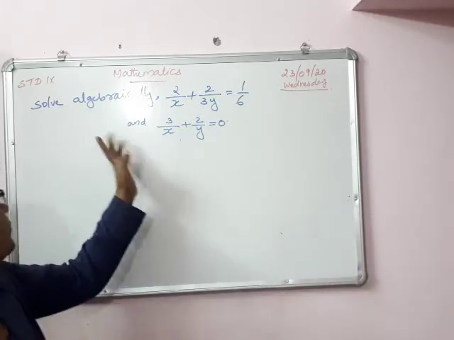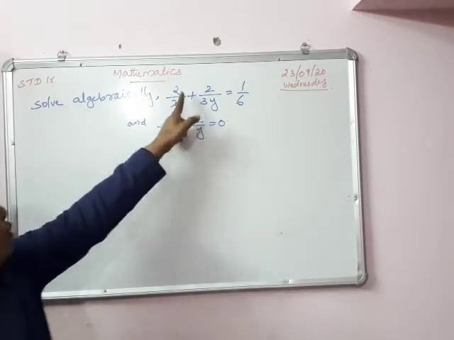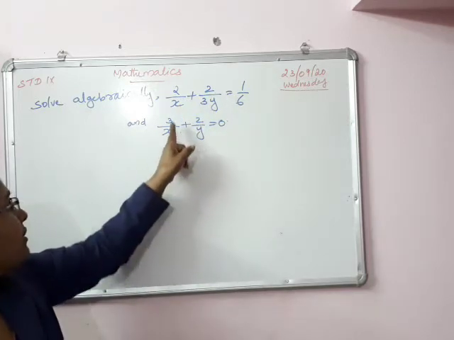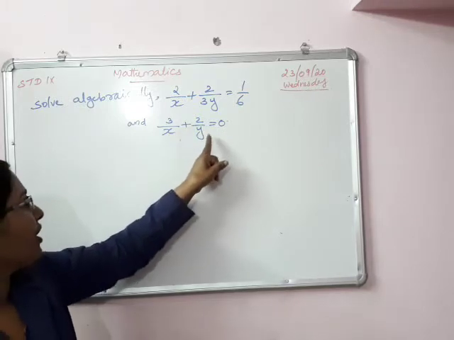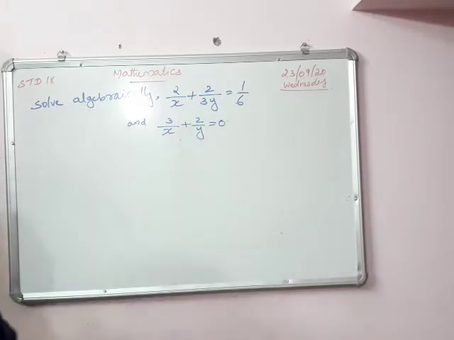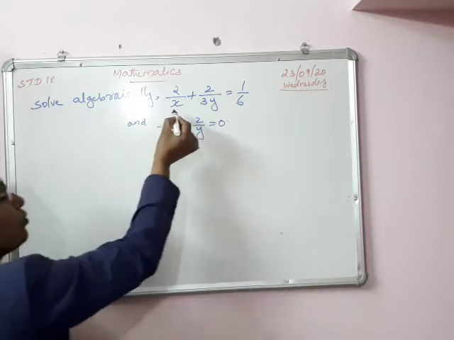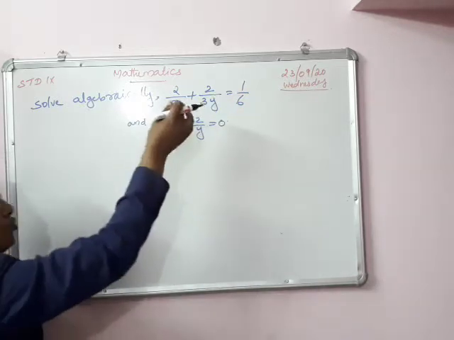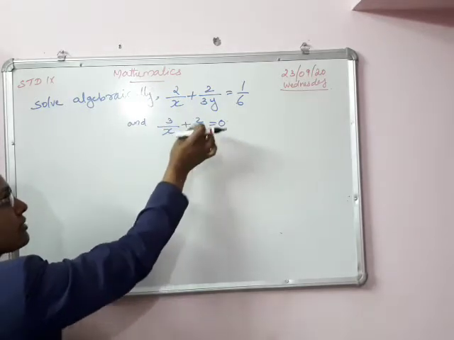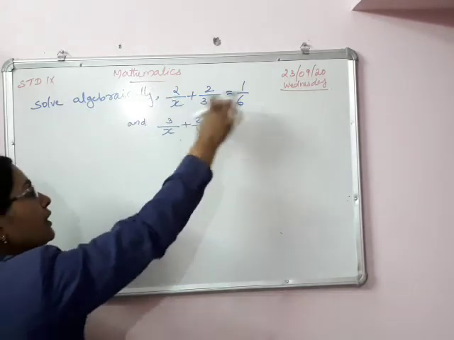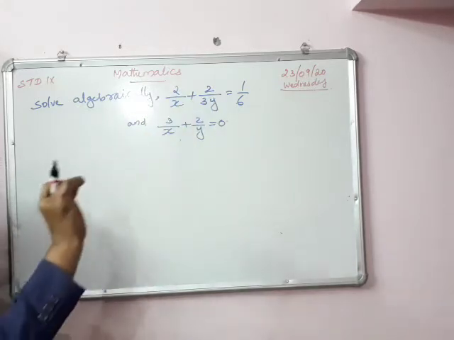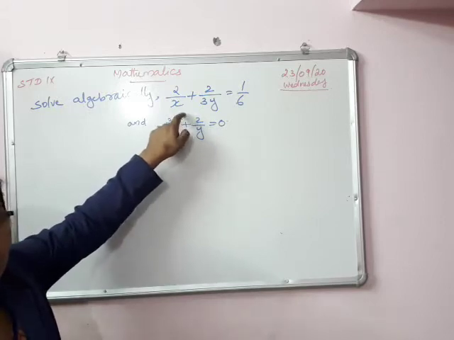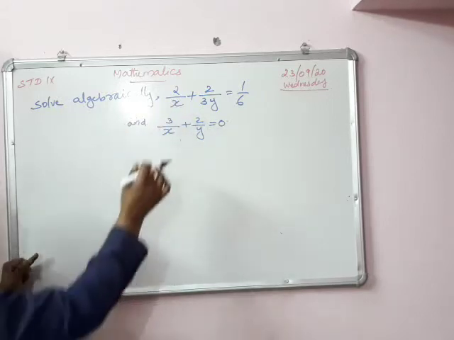Here, solve algebraically: 2 by x plus 2 by 3y is equal to 1 by 6, and 3 by x plus 2 by y is equal to 0. All terms are in the form of a fraction: 2 by x, 2 by 3y, 3 by x, 2 by y. Each and every term is in the form of a fraction. So here we are going to give a substitution.